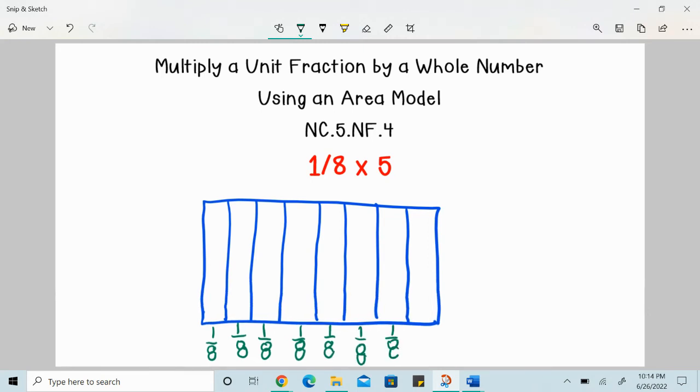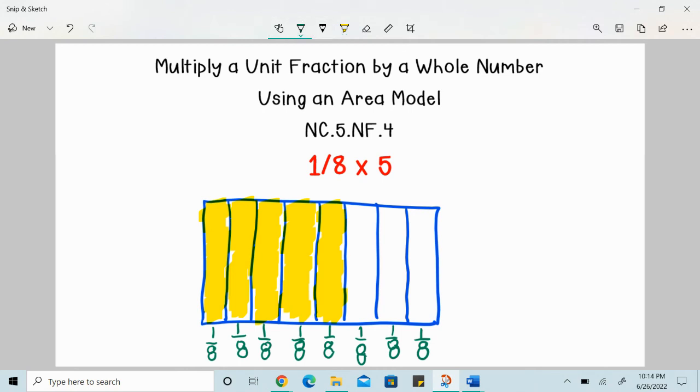So now that I have my area model split into 8 equal parts, I can go ahead and just shade in 1/8 5 times. So shading here, I have 1/8 once. Now here I have another eighth, so that's twice, 3 times, 4 times, and then the last time here, 5 times. So I have shaded in 1/8 5 times.